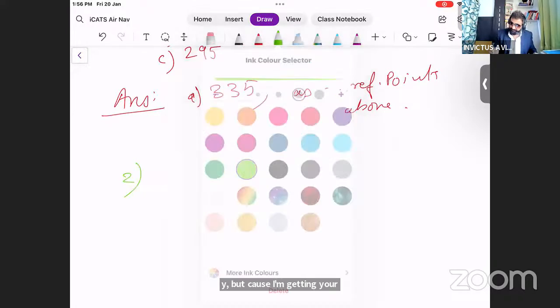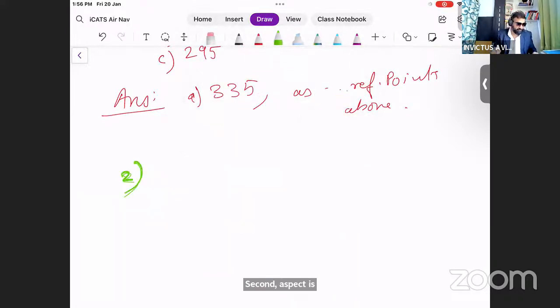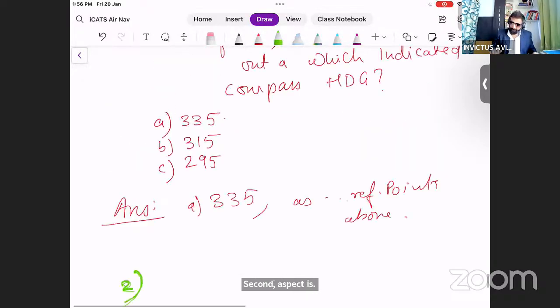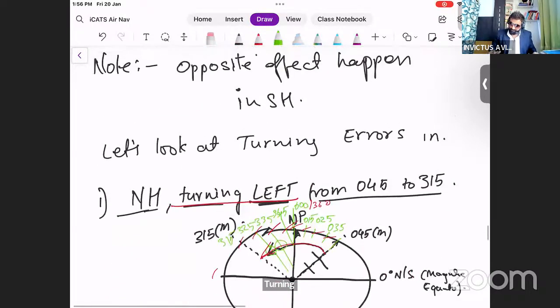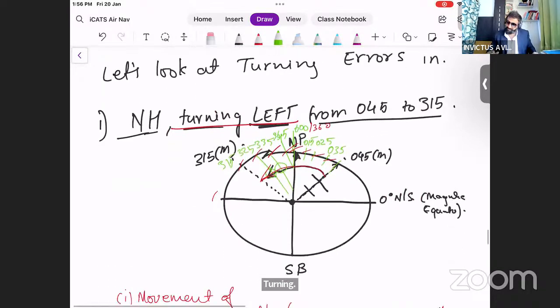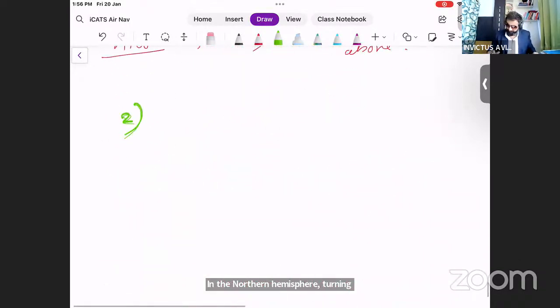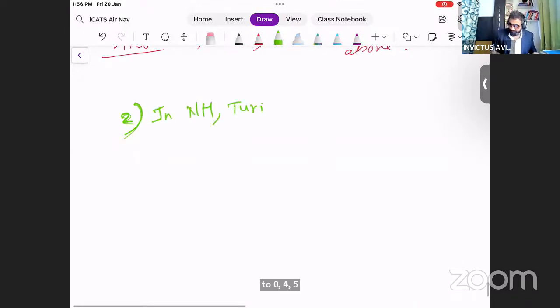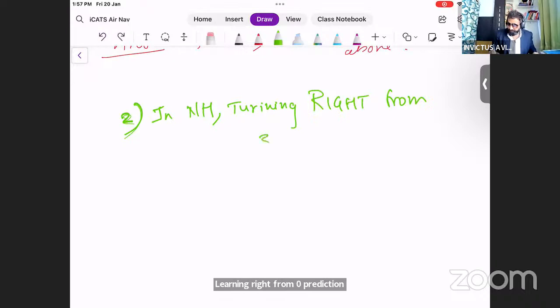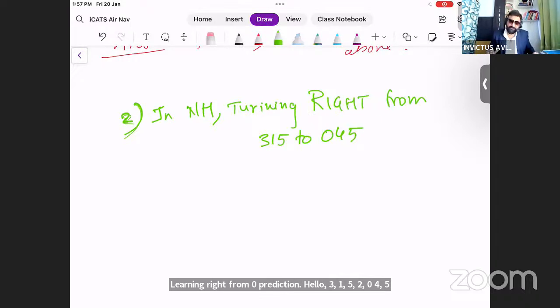Second aspect is turning. In the northern hemisphere, turning right from 315 to 045. I'll give you the rules and then I'll give you one numerical. You give me the correct answer.